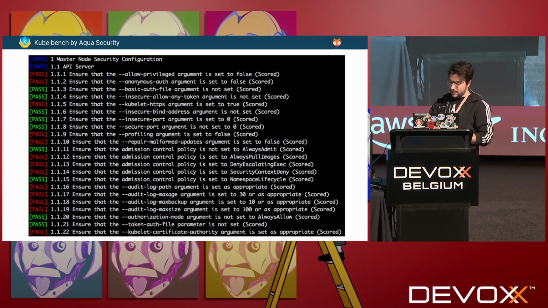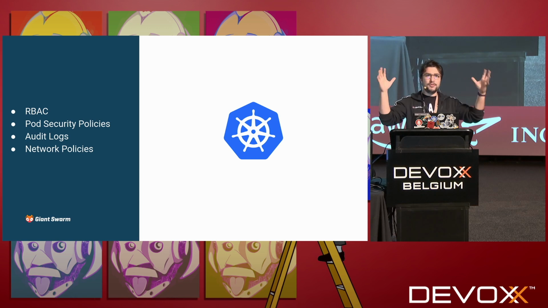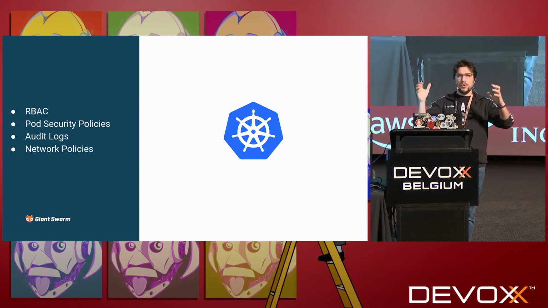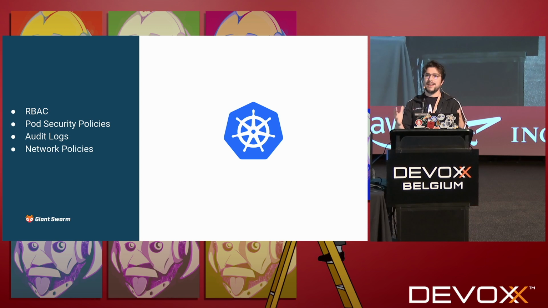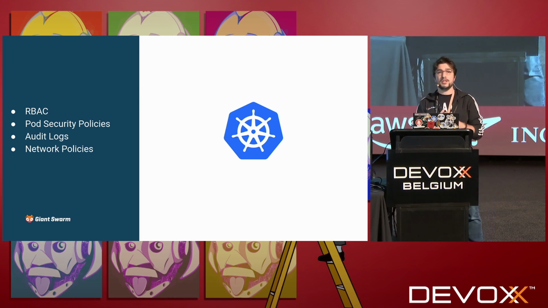I will show you that in the demo just after. And now you have your benchmark run on the different layers of the infrastructure. You have your cluster running. Now you want to secure the cluster itself. And Kubernetes already provides a lot of features for that. The first one will be RBAC, role-based access control.